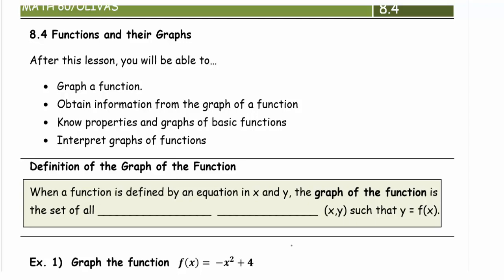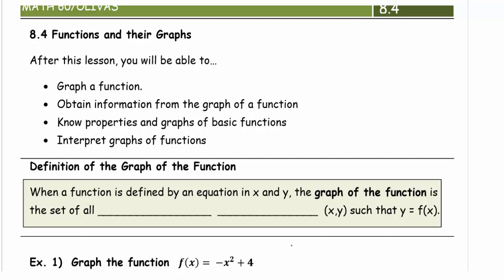Alright, let's go ahead and start this video on functions and their graphs. After this lesson, you will be able to graph a function, obtain information from the graph of a function, know properties and graphs of basic functions, and interpret graphs of functions. Let's start off with this first definition of the graph of the function.